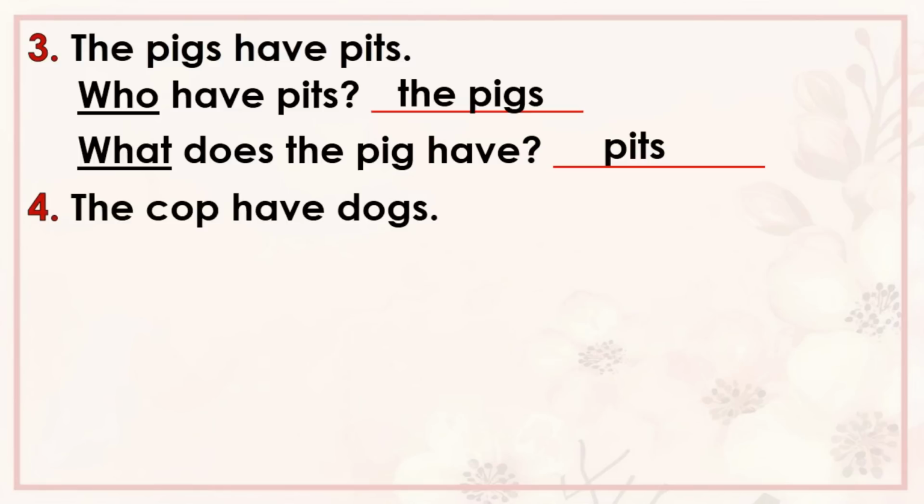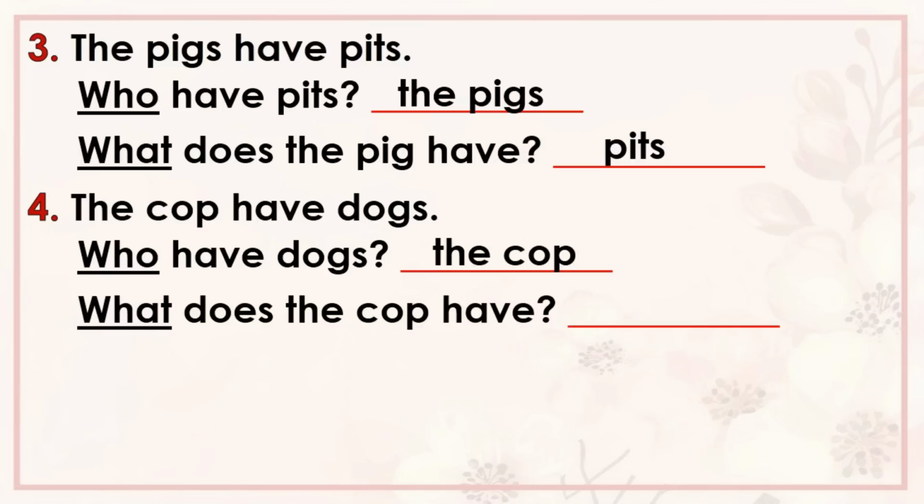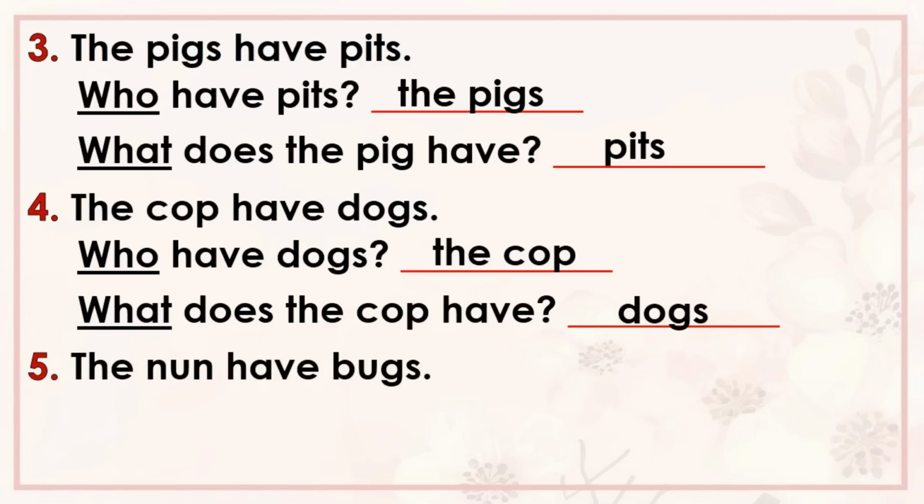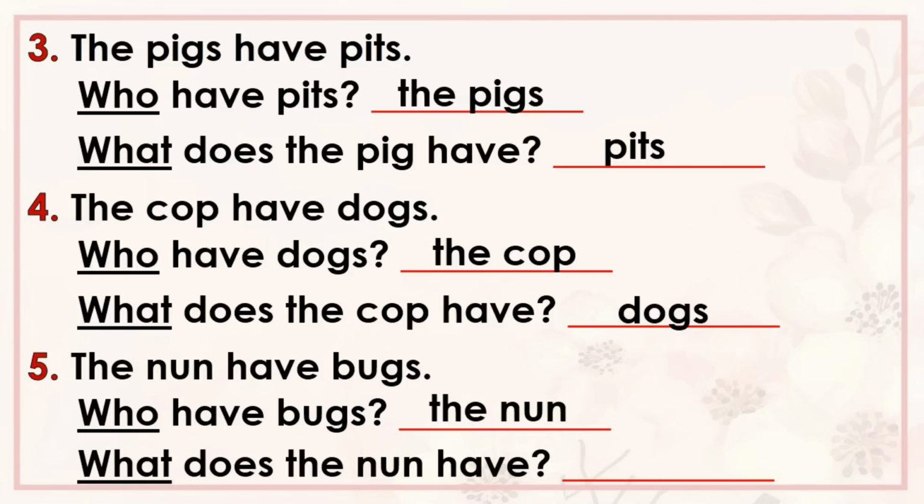Number 4. The cop have dogs. Who have dogs? Very good. The cop. What does the cop have? Very good. Dogs. Number 5. The nun have bugs. Who have bugs? Very good. The nun. What does the nun have? Very good. Bugs.